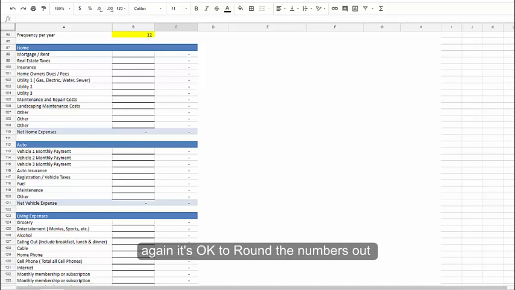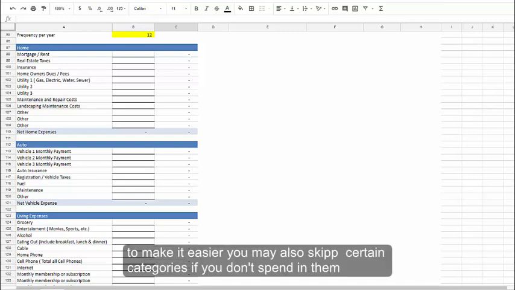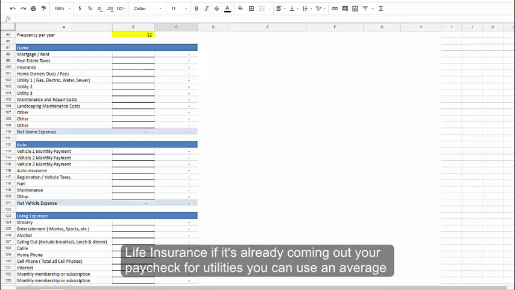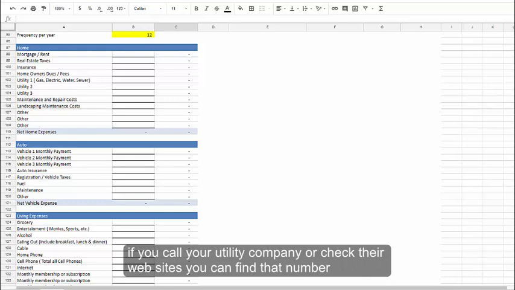Again, it's okay to round these out to make it easier. You may also skip certain categories if you don't spend in them. Remember not to double count something like life insurance if it's already coming out of your paycheck. For utilities, you can use an average. If you call your utility company or check their websites, you can find that number.